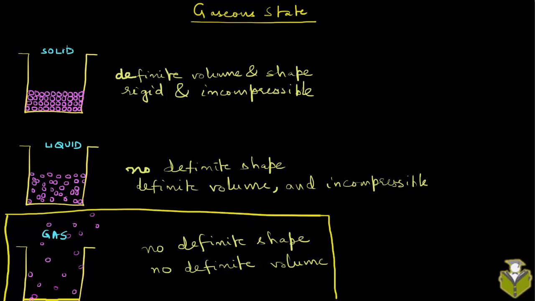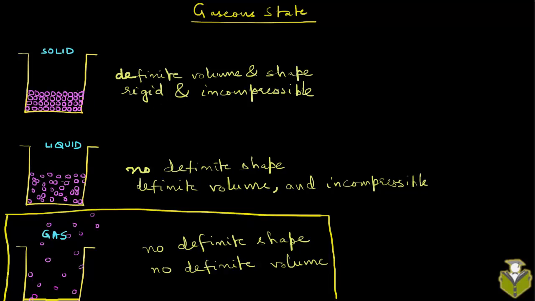So if you look at the solids on the other extreme, atoms here have very, very strong interatomic forces of attraction. They are all locked in certain positions and all atoms are close packed, and hence solids have very high densities because of that. They also have definite volume and a definite shape, and they are rigid and incompressible. They don't yield to pressure.